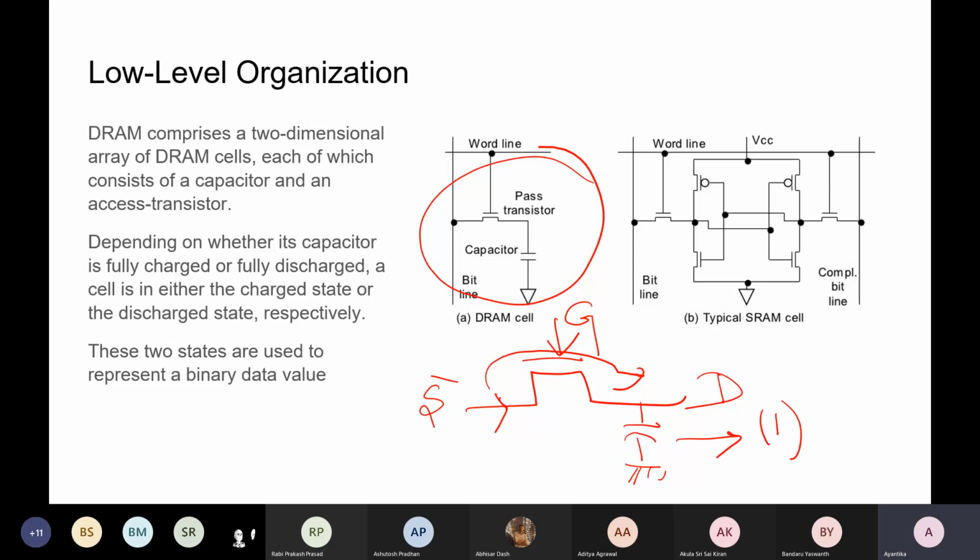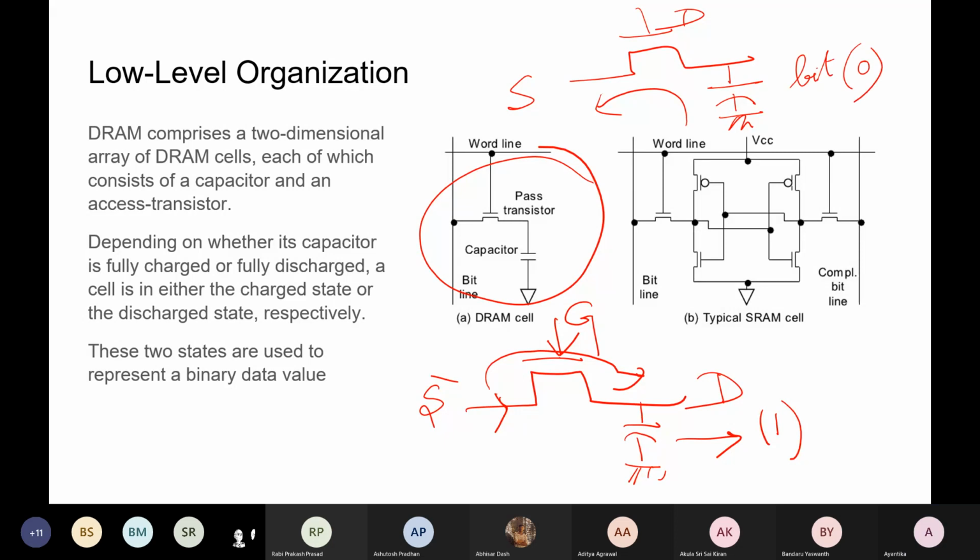Similarly, if you block the gate, the transistor may discharge, and then we can consider the state of the cell as storing the bit 0. This is the general idea of how a DRAM cell acts as a 1-bit memory storage.